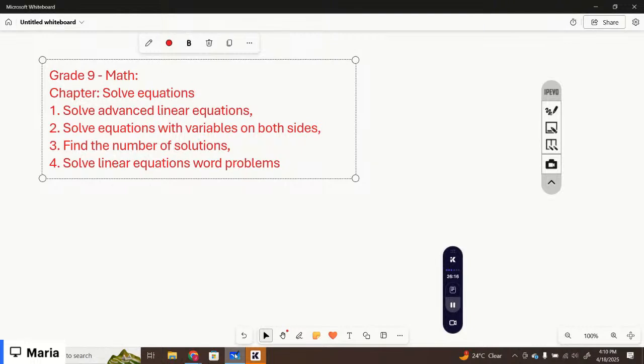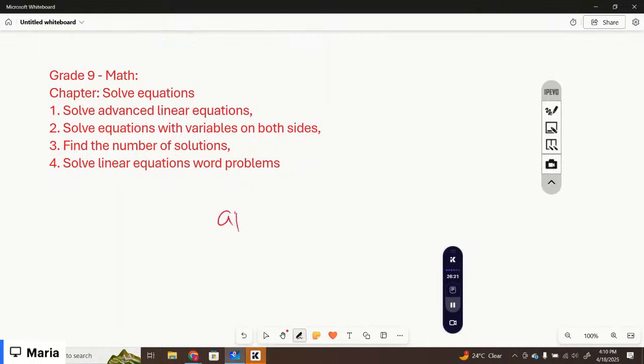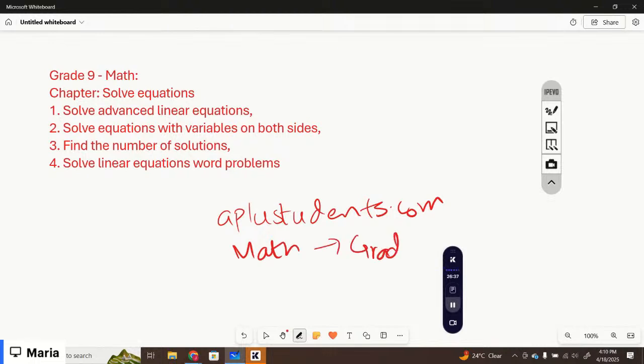You can find the lessons on aplusstudents.com. You have to log in there using your email address and password as provided by the administrator. Then you have to select math from the subject tab, scroll down to grade 9 math, and then click on view all lessons. There you can find a list of the chapters.